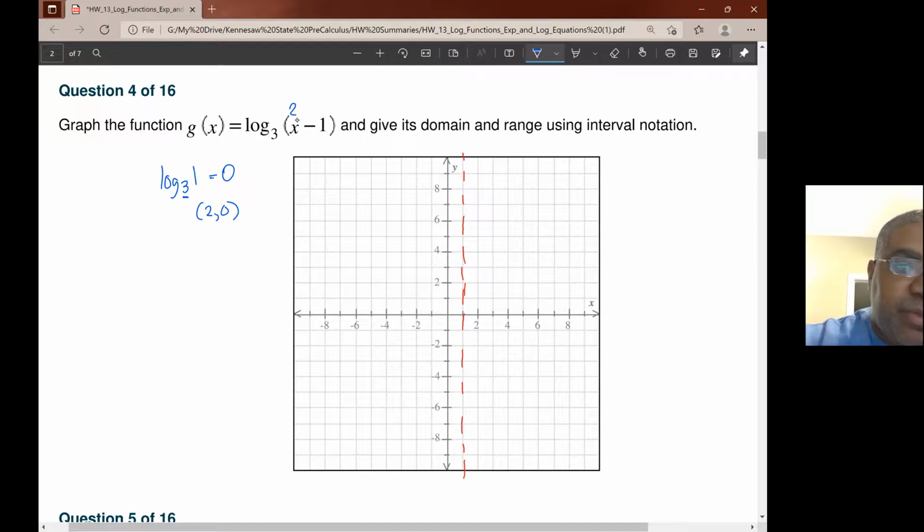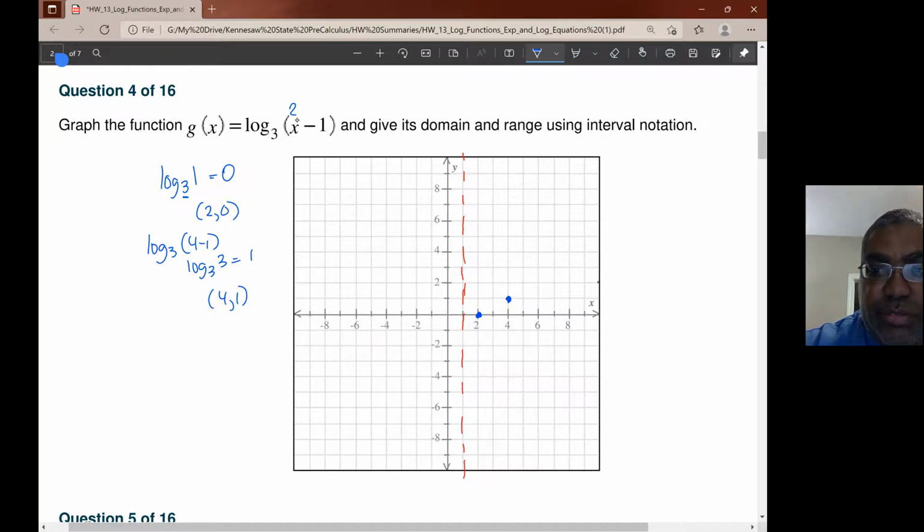Additionally, log base 3 of 4 minus 1 is log base 3 of 3, which is equal to 1. That gives me 4, 1. So I have those points. I can put those here: 2, 0, 4, 1. In case you're wondering, 10, 2, because 10 minus 1 is 9, and log base 3 of 9 is 2. And then you just sketch it like this.